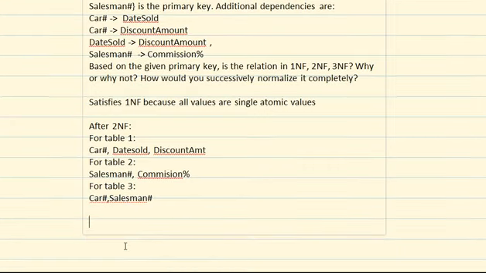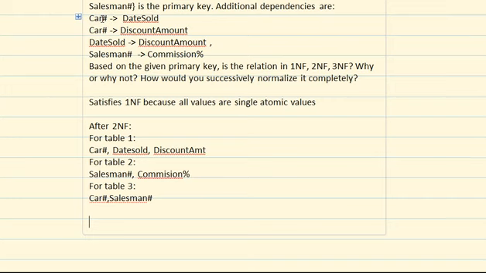Now let's see if this is in 3NF. In 3NF, car number determines date sold, and date sold determines discount amount. This was not given. This I had to find out. In the exam paper, this would not be mentioned. If it was, then you could easily identify and solve the problem. But you have to look at the given dependencies and find a dependency that shows signs of a transitive dependency.